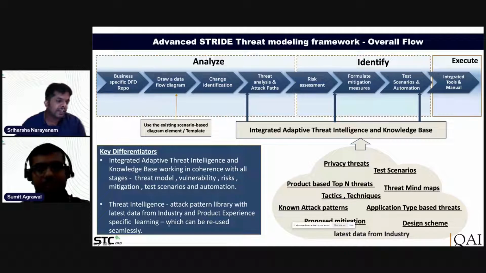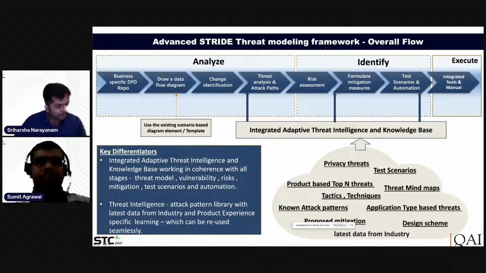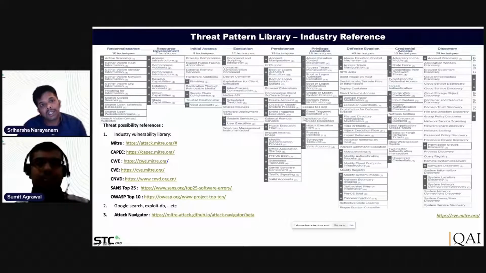So here the key differentiators are integrated adaptive intelligence, and that's what we have spoken about, threat intelligence, an attack pattern library with the latest industry data, and product experience specific learning. So this is the overall framework. In subsequent slides we'll see how this is implemented. One important takeaway for this particular session is the threat pattern library.